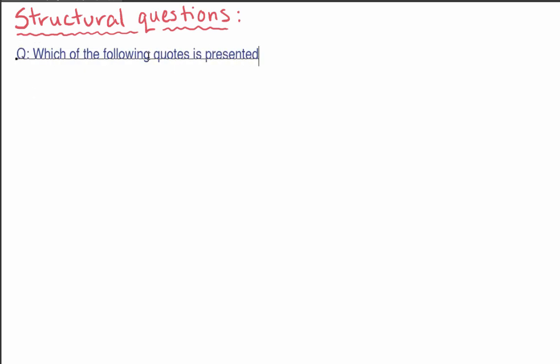Here's an example of the first type of question that asks you to identify the relation between claims and evidence in a passage. Which of the following quotes is presented as evidence for the author's position? To answer this question, there are 2 main things you need to do. The first is that you need to identify the author's position.